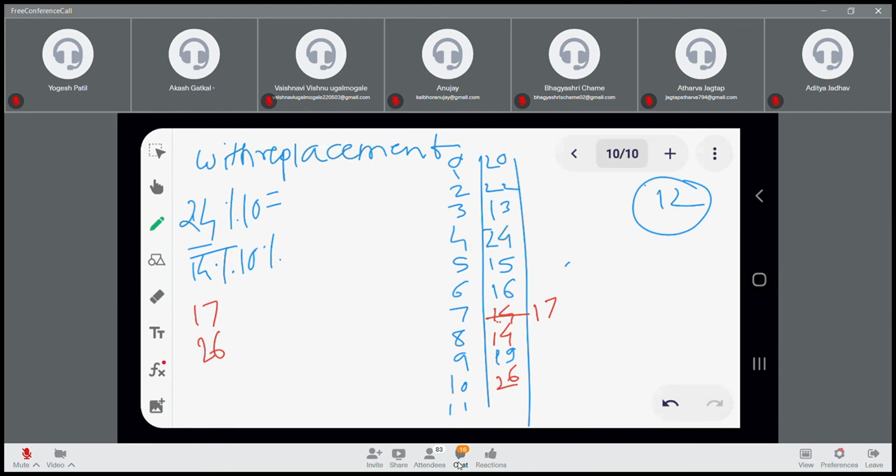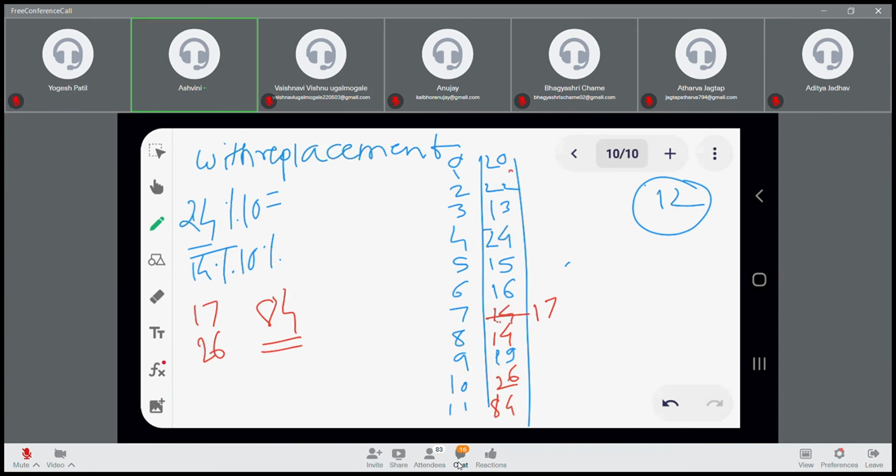Now your next number is 84. So for 84, what is the index? Ma'am, 11. It is 4. Yes. Where should I place 84? Ma'am, 11. 11, correct. And the last one is 96. Yes. Where should I place 96? 1.